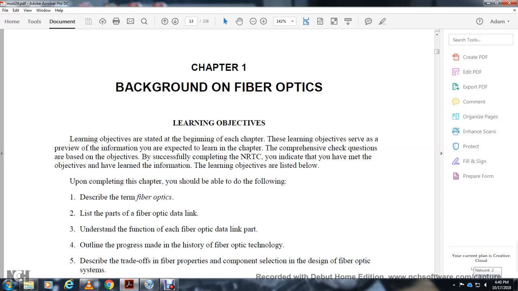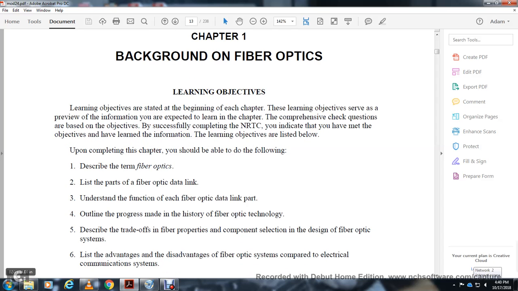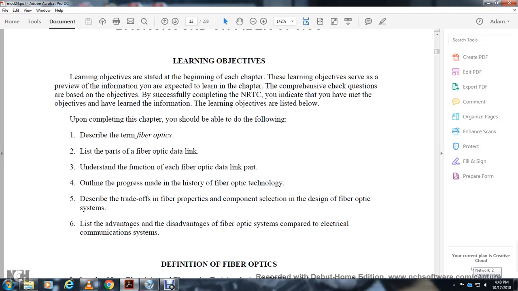Upon completion of this chapter, you should be able to do the following: describe the term fiber optics, list the parts of the fiber optic data link, understand the function of each of the fiber optic data link parts, outline the progress made in the history of fiber optic technology, describe the trade-offs of fiber properties and component selection in designing fiber optic systems, and list the advantages and disadvantages of fiber optic systems compared to electrical communication.